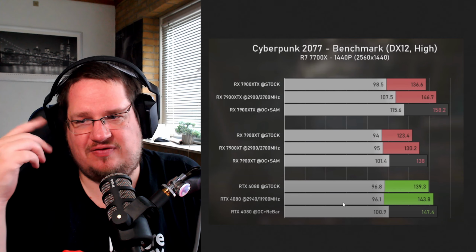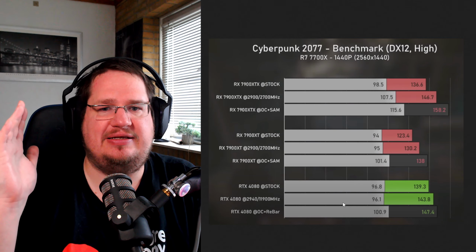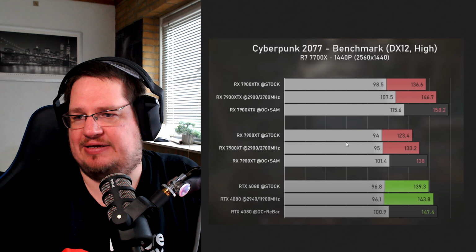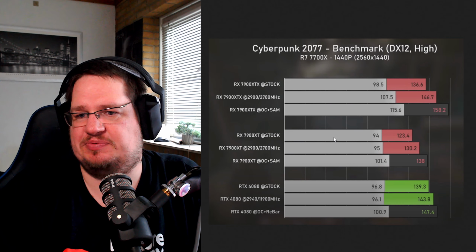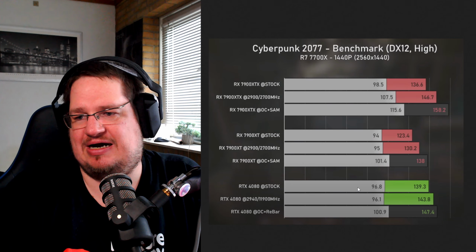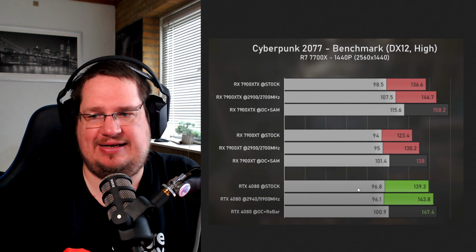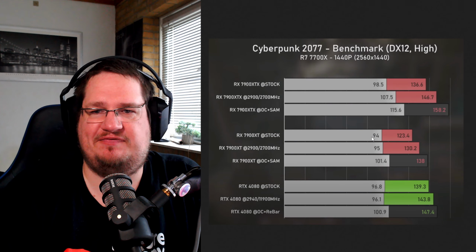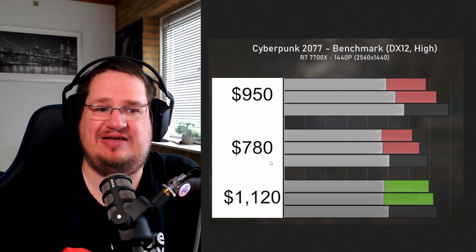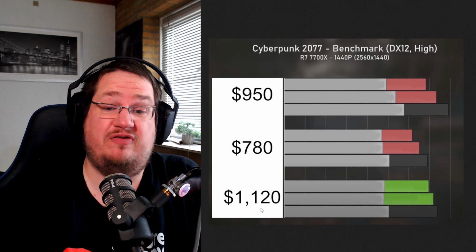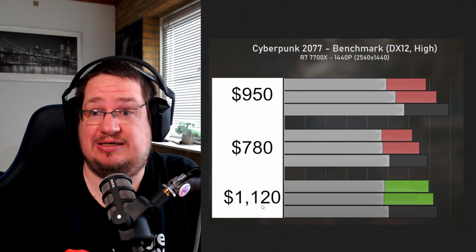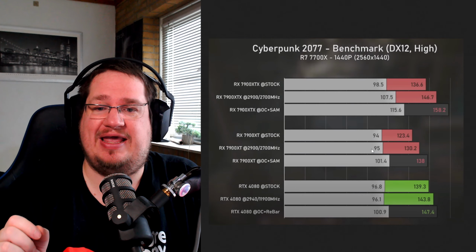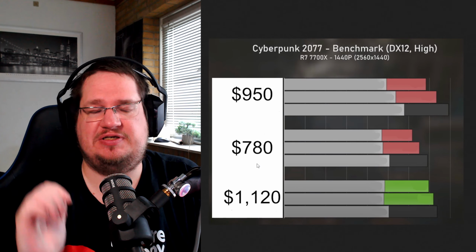So again, thinking about here, let's say I am going to buy the cheapest of these cards. That's this one here. There is about, let's say, 15 frames difference between the stock cheapest card and the stock 480. If you take away the semicolons here, there's 16 frames per second difference in Cyberpunk between a $780 card and a $1,120 card. Is it worth it to pay this much money difference for 15 more frames?